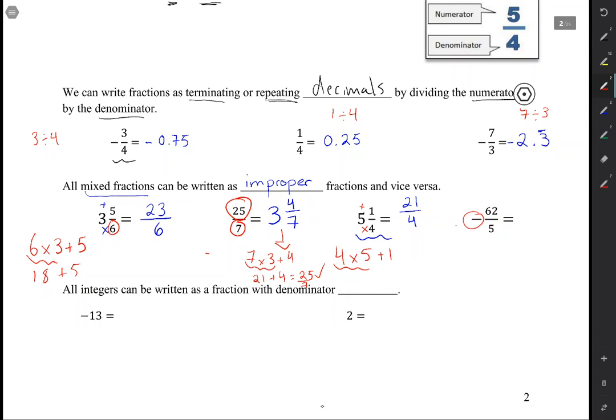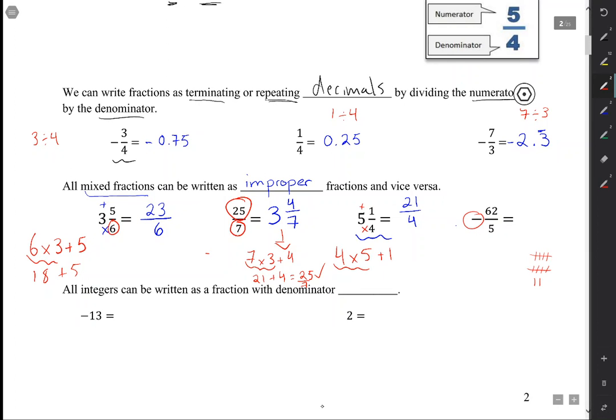So we need to think, how many times can we get 5 to go into 62 without going over 62? If I count by 5s, and I'm just going to use tally marks here to show you, we would have 5, 10, 15, 20, 25, 30, 35, 40, 45, 50, 55, 60. And we're not going to go to 65 because that would be over 62.